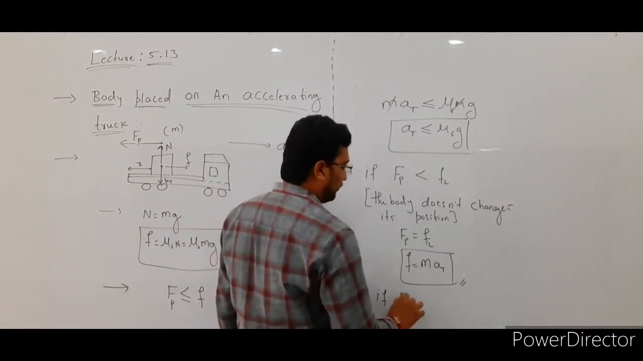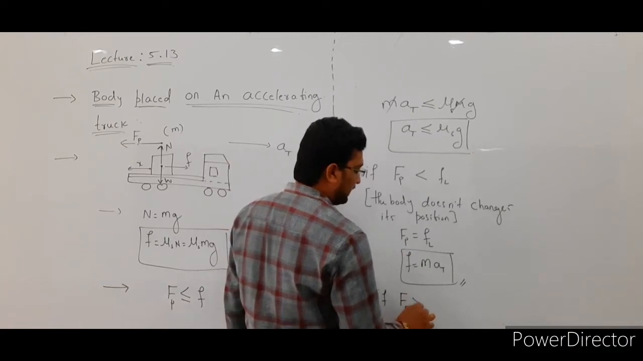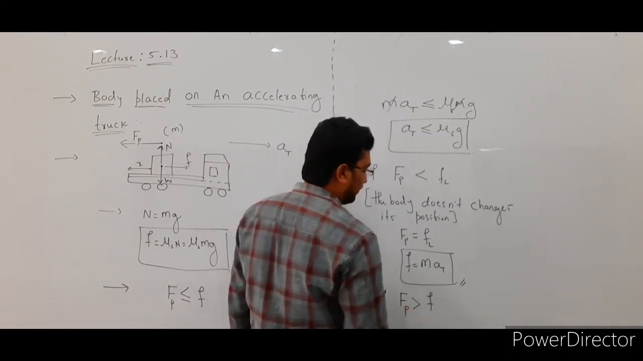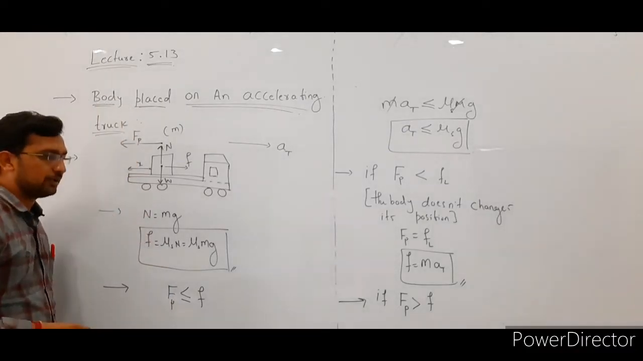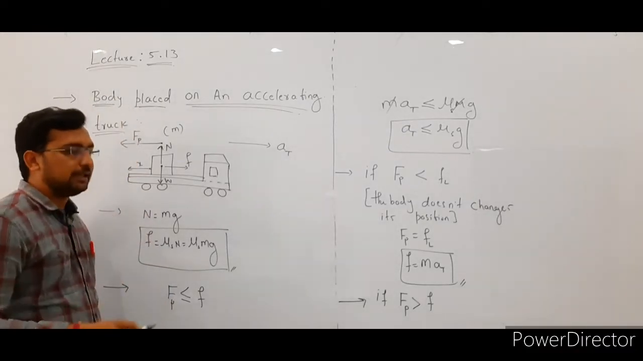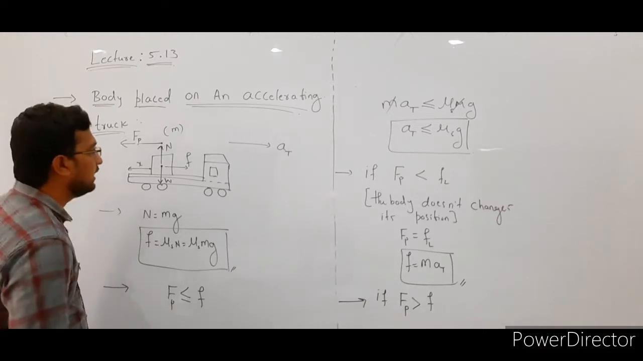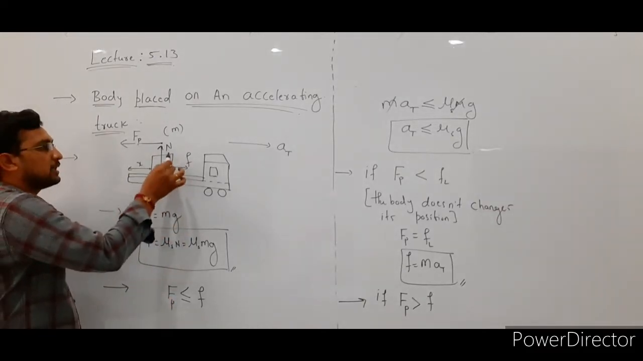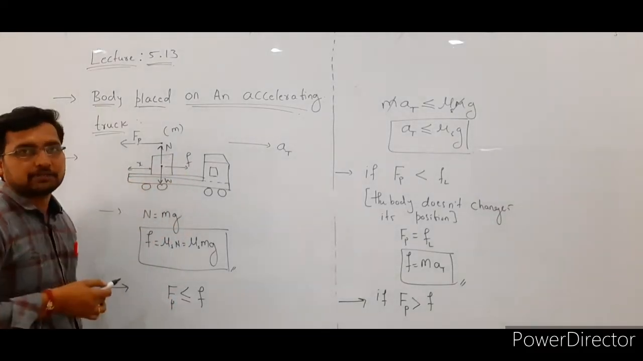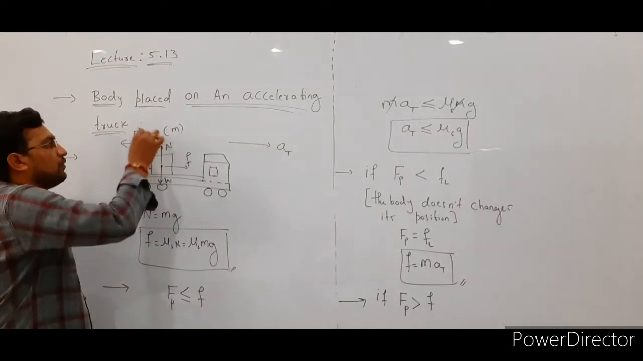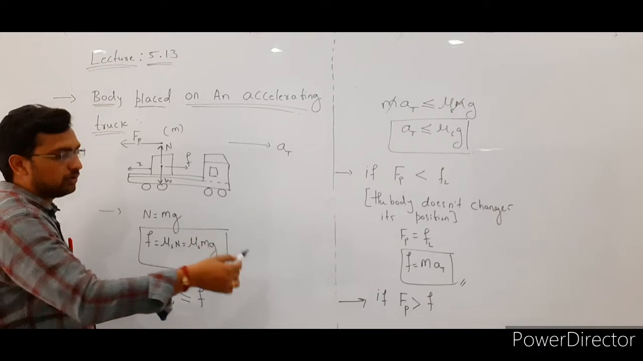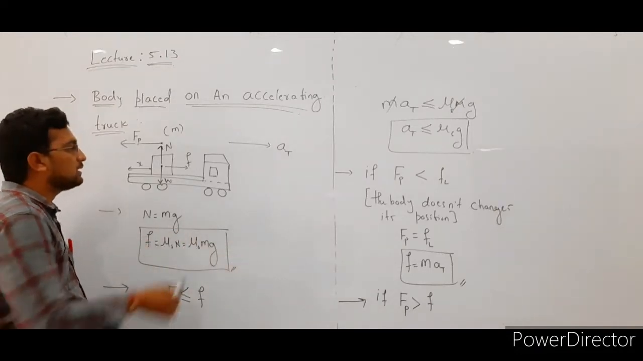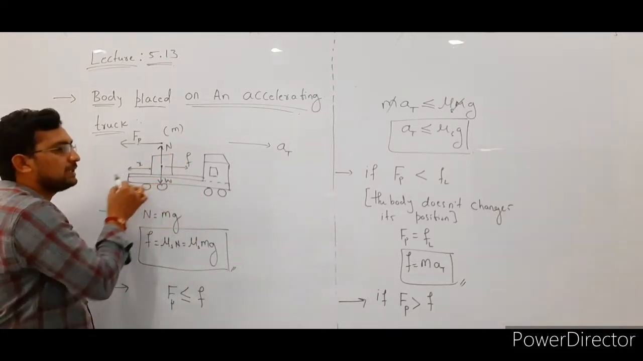In the next case, if the pseudo force is greater than the friction force, see here, if the pseudo force is greater than the friction force, means in that case this block starts sliding in this direction, because the pseudo force is more compared to the friction force.